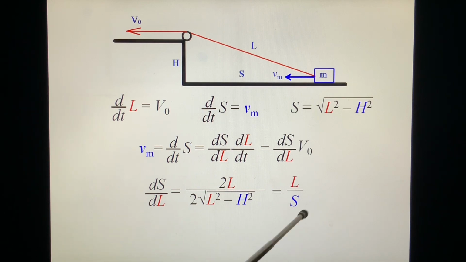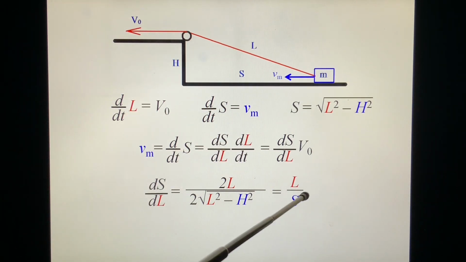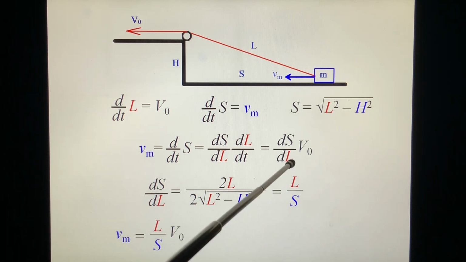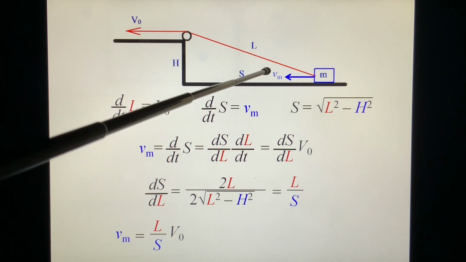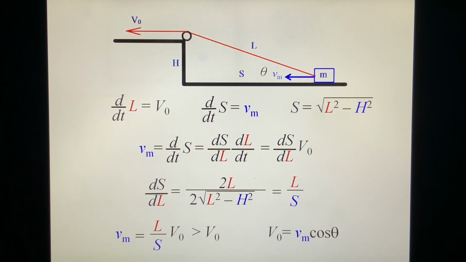This is larger than 1. So we see Vm equals R over S times V0, or V0 equals Vm times S over R. S over R is this cosine theta. So our answer is V0 equals Vm cosine theta.